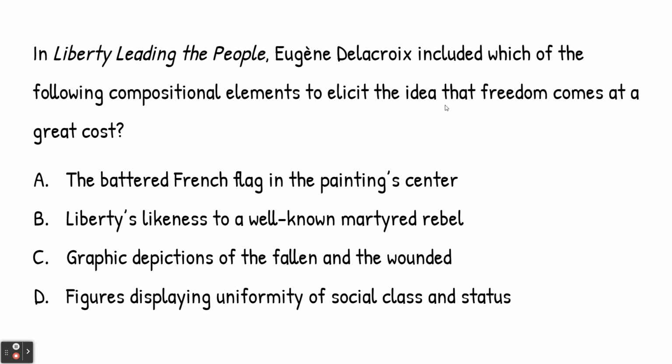In Liberty Leading the People, Eugene Delacroix included which of the following compositional elements to elicit the idea that freedom comes at a great cost? And graphic depictions of the fallen and wounded tell us we're going to hopefully achieve these ideals, but it's going to be costly.